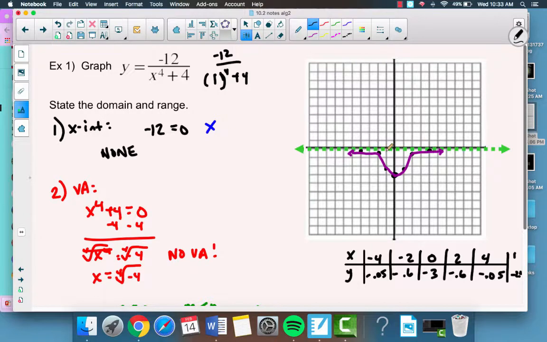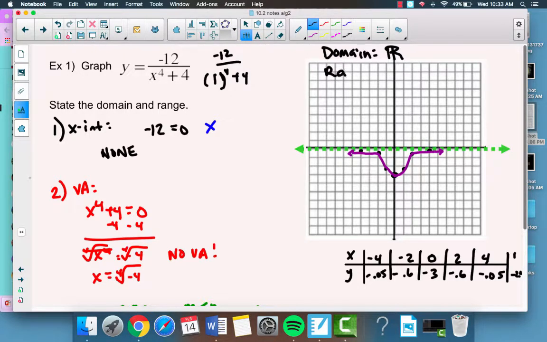So we've got our graph now, and then it says to state the domain and the range. So if I want to look at the domain, remember, that's the x's. Well, what kind of x's can I pick? Well, I picked positives and negatives. There was no restrictions left to right. So my domain for this graph would be all real numbers.